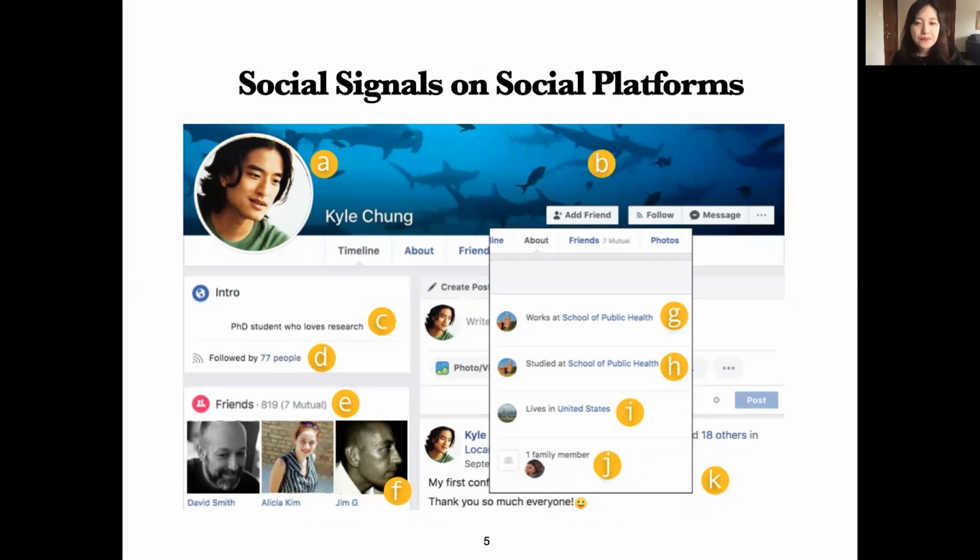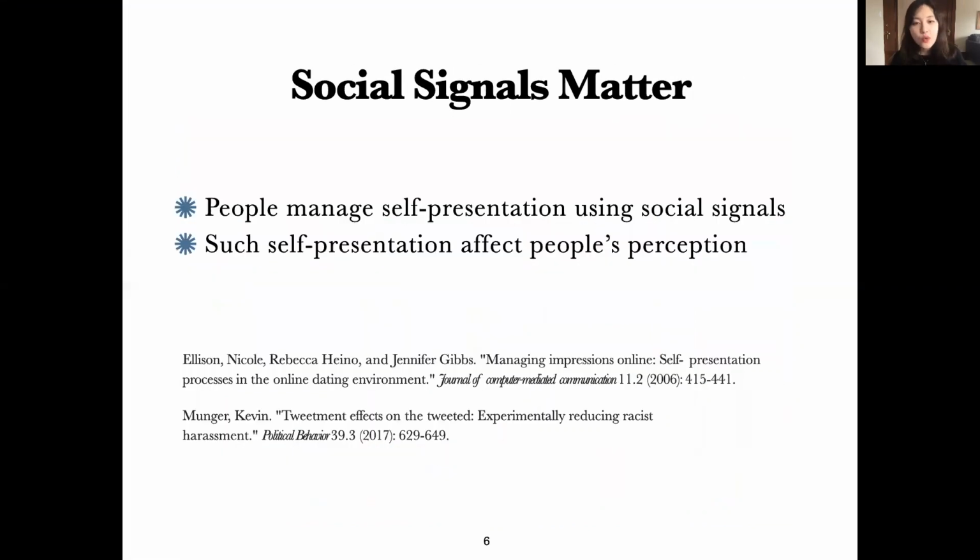about others. And prior work in many fields have shown that social signals do matter in online spaces as well. People manage self-presentation using them, and such self-presentation does affect people's perception of one another. So in short, social signals do matter in online spaces as well.